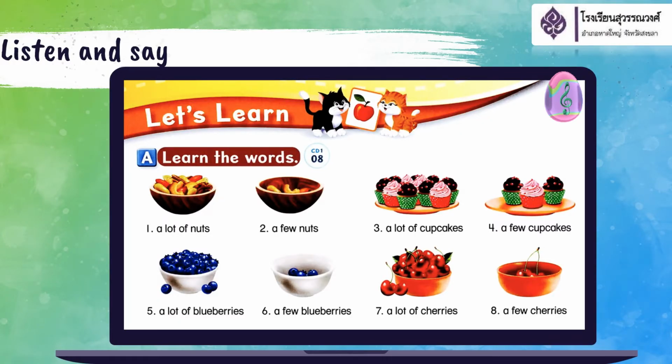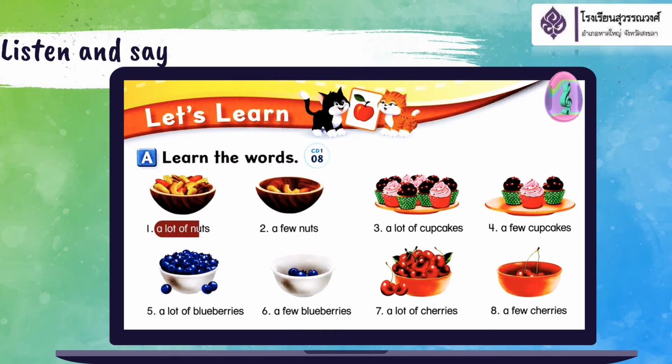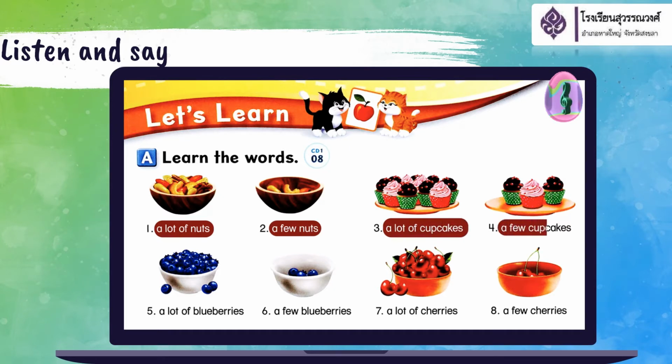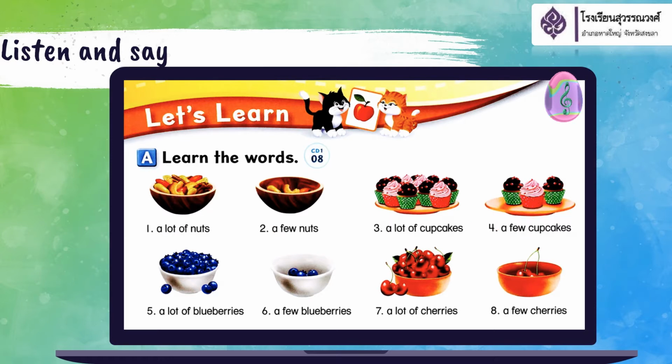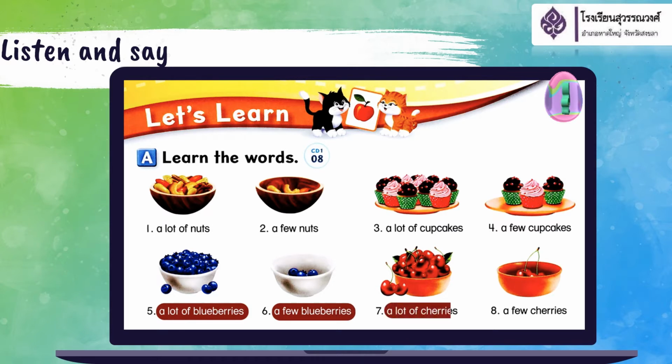Learn the words. Number one. A lot of nuts. Number 2. A few nuts. Number 3. A lot of cupcakes. Number 4. A few cupcakes. Number 5. A lot of blueberries. Number 6. A few blueberries. Number 7. A lot of cherries. Number 8. A few cherries.